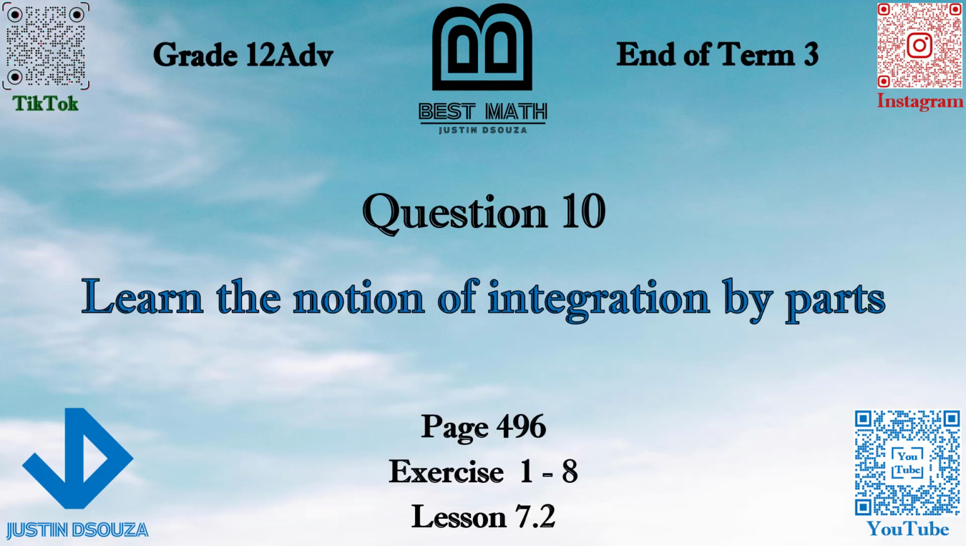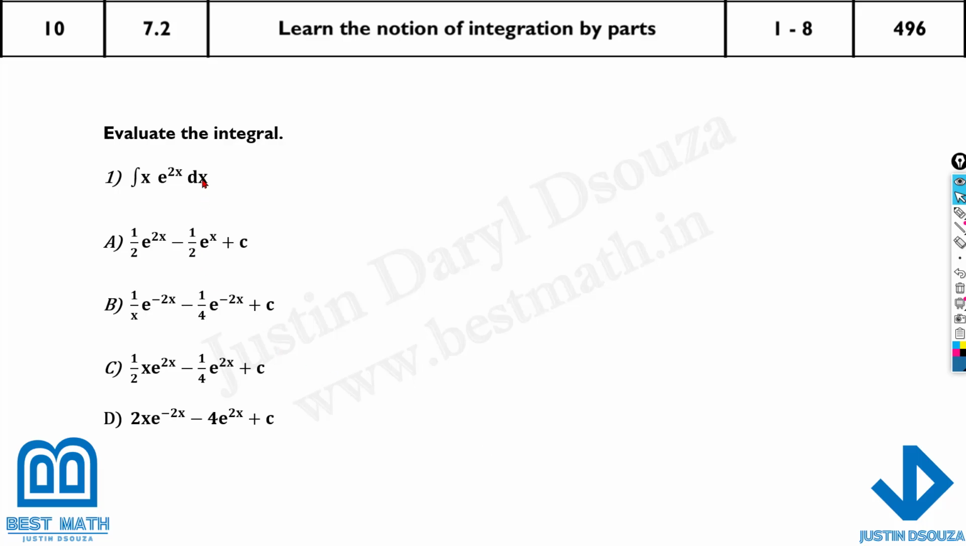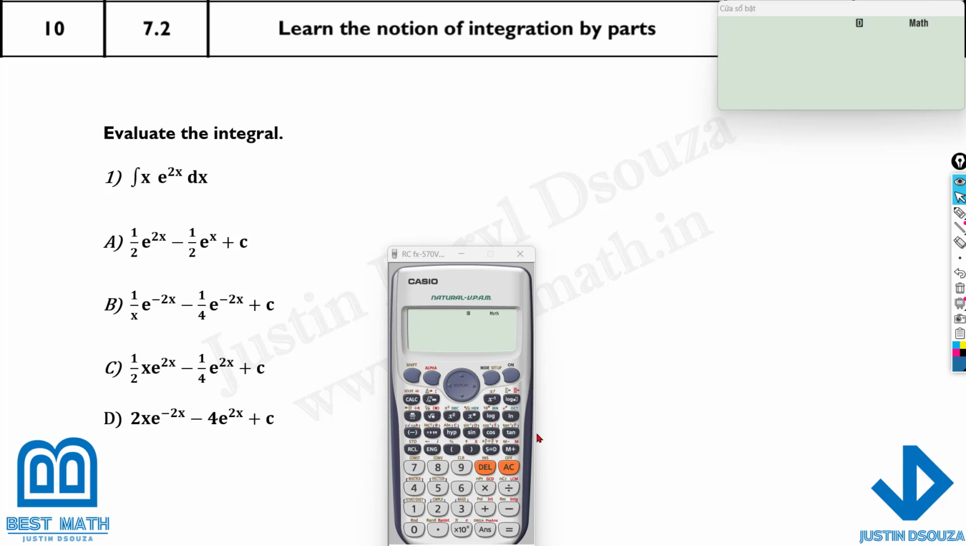In this question, we will use integration by parts to solve the problems. Here it is the electronic part. You have four options and you need to integrate it. So we can use the calculator and directly find the answers. Here we go.